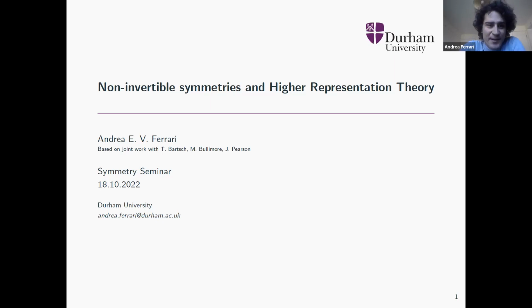So today I'm going to talk about connections between non-invertible symmetries and higher representation theory. This is based on joint work with some people in the Durham group, namely Matthew, Thomas Barsh, and Jamie Pearson, who are two great PhD students.